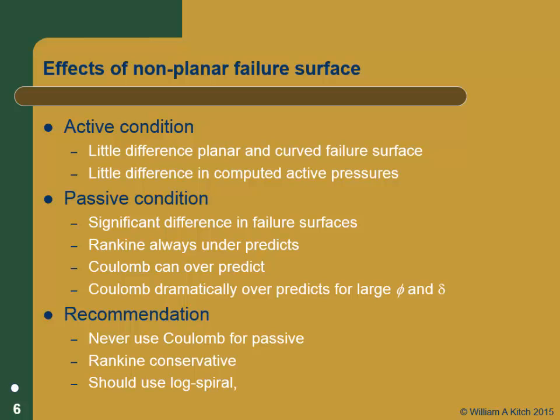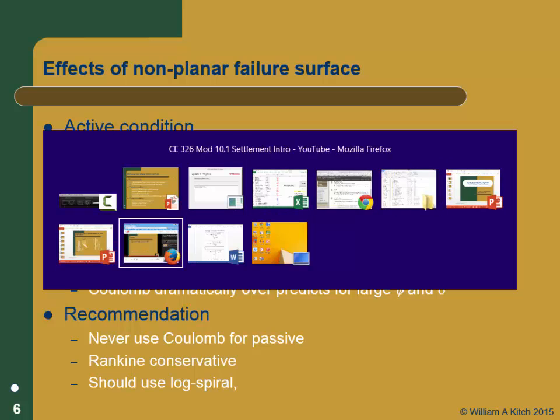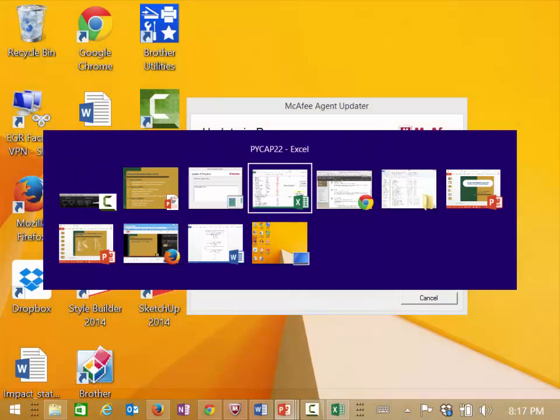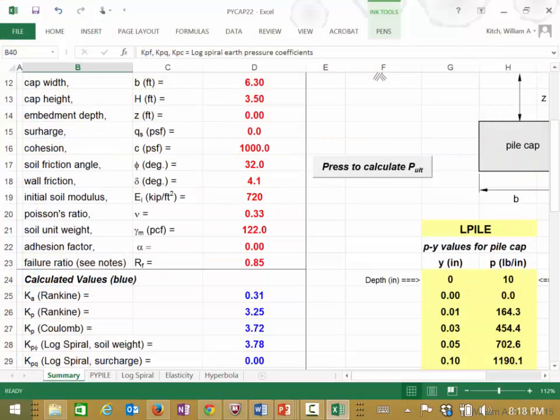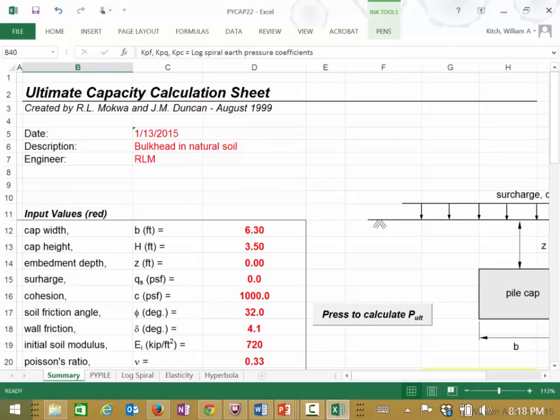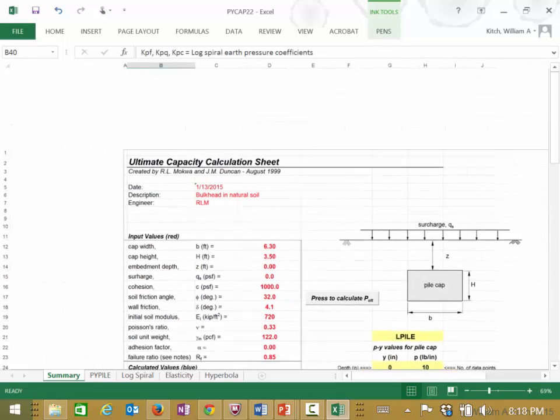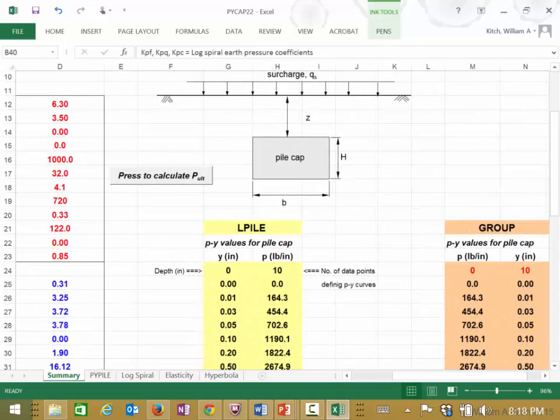Okay, I want to show you this first. Since log spirals are kind of a pain in the butt to calculate, I gave you a copy of this program called PYCAP. It was developed by Makva, one of Duncan's PhD students, who was looking at the passive resistance of pile caps and the lateral resistance of piles. But his information is actually really good for any kind of passive resistance for footings and all kinds of stuff.